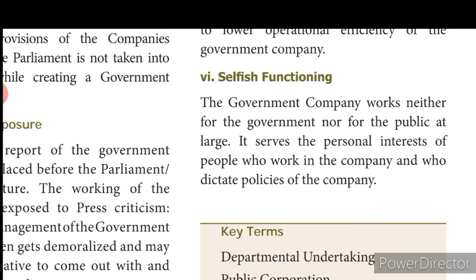Okay, the last point of this topic is selfish functioning. The government company works neither for the government nor for the public at large, and it serves the personal interest of the people who work in the company and who dictate the policies of the company. So here what happens, a government company is actually created for serving the people, the public. But here, it doesn't serve the public, or even a private party, but only the people who work in the company and who dictate the policies, means who just make the policies. Only for them it is favorable, and that is selfish functioning. Okay, so here it gets over.